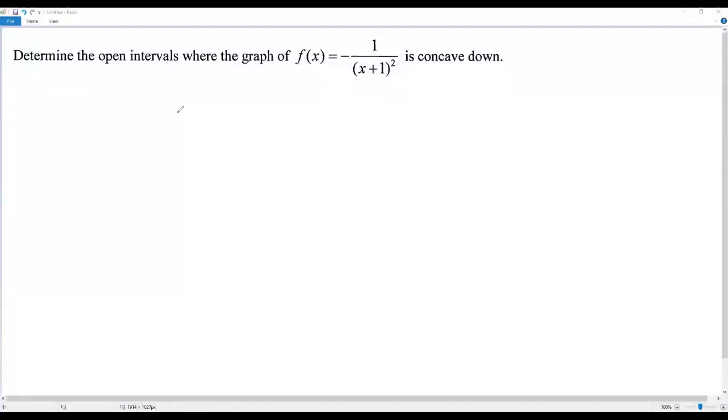Here we have an AP Calculus AB problem. Okay, let's go with the information. Determine the open intervals where the graph of f of x equals negative 1 over (x plus 1) the whole squared is concave down.